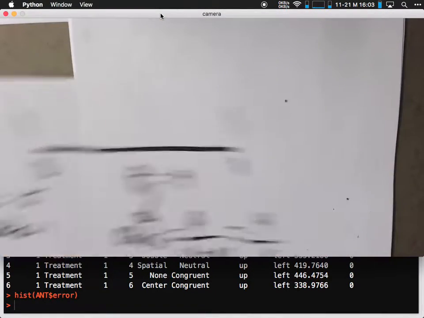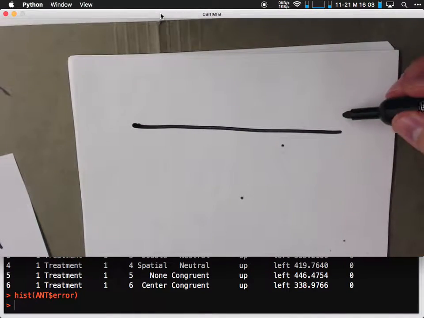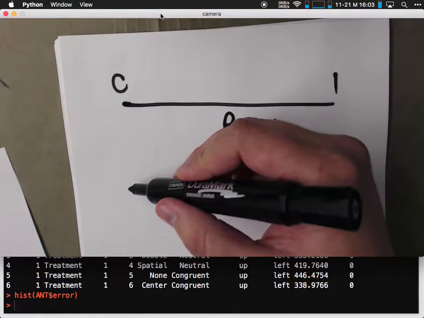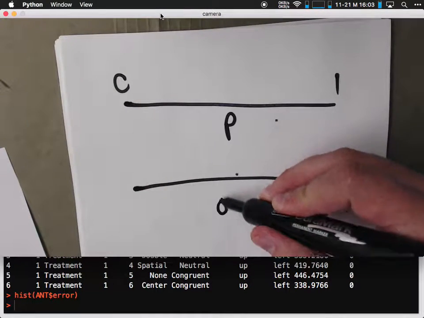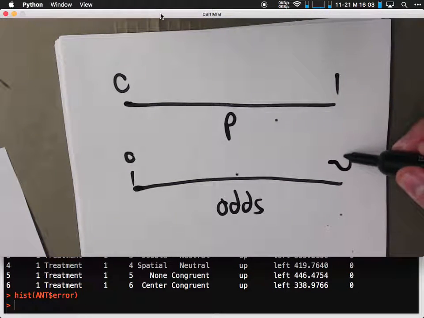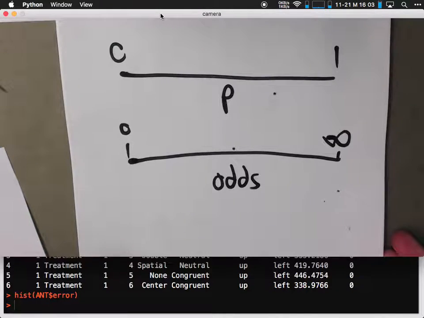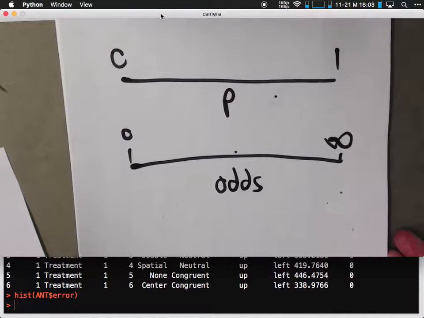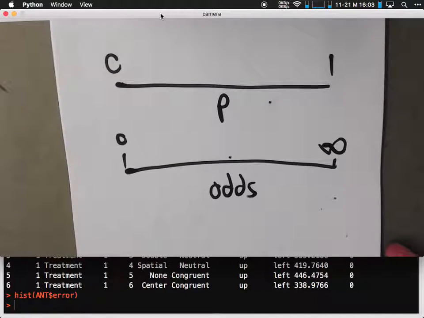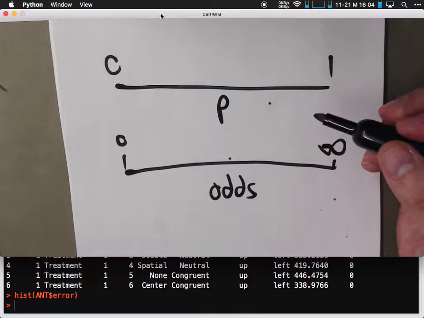So what that means is that our original scale of 1 to 0 gets converted to odds of, again, 0 to infinity. So that's a little bit better in terms of the math, but it turns out that it's still not ideal.